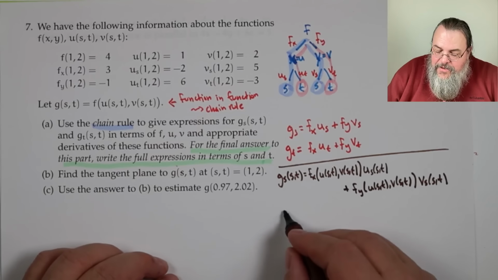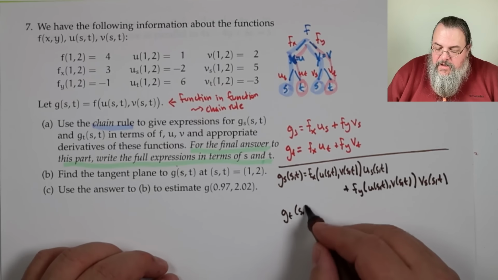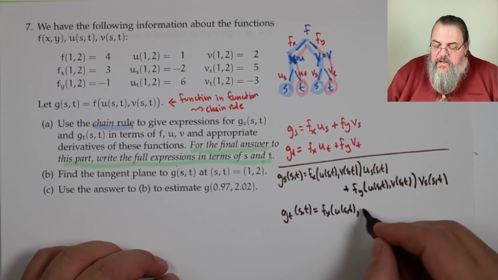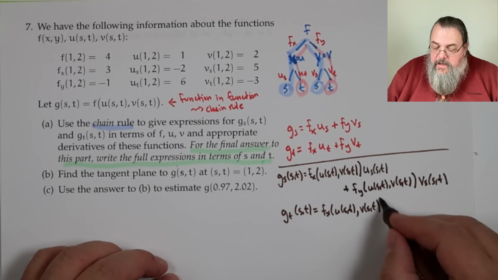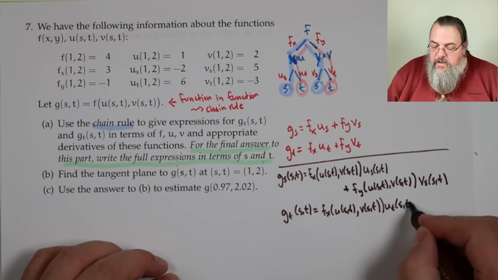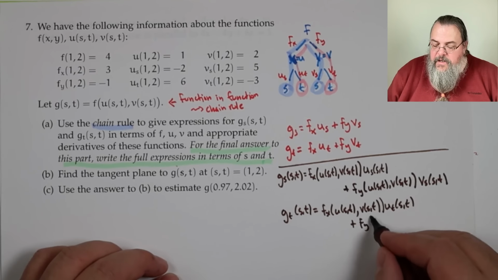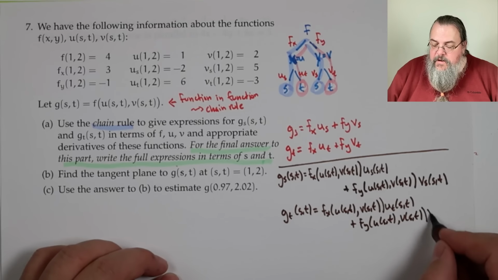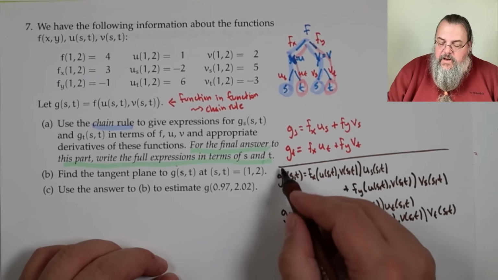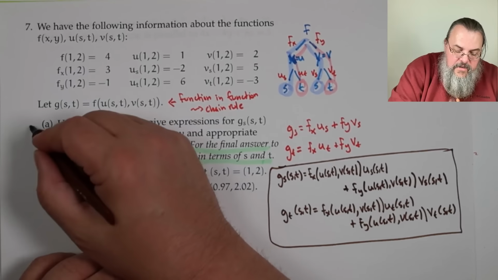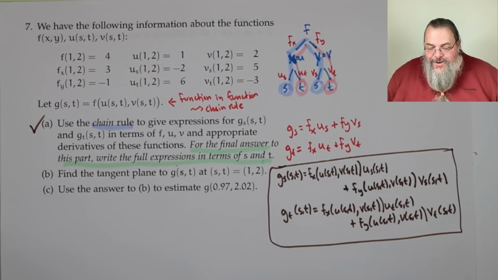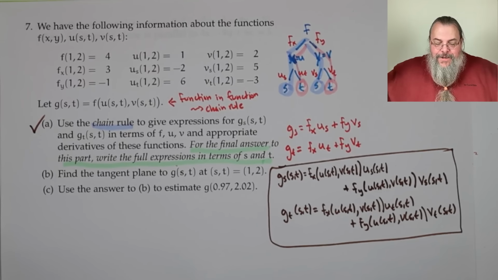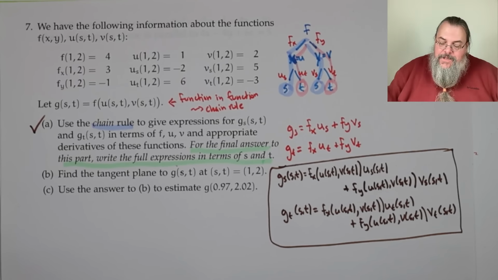And now do the same thing for g sub t. All right, so we get our f sub x, u of s comma t, v of s comma t, times our u sub t of s comma t, plus our f sub y, u of s comma t, v of s comma t, times our v sub t of s,t. All right, so that's part A. Done. So part A, straightforward chain rule. No surprises.